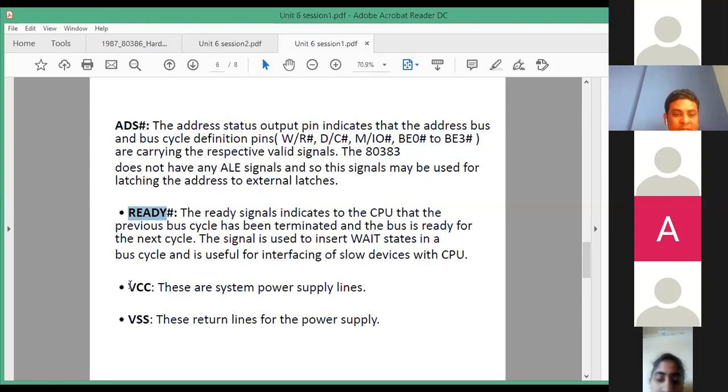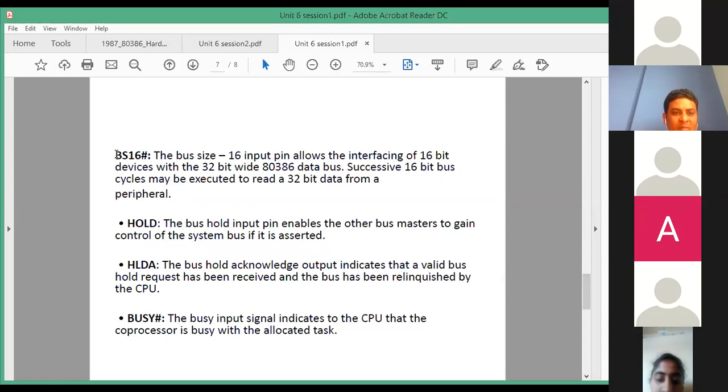These two are the power supply pins, so we need not bother about these. BS is the bus size pin, BS16. If this is low, the bus will be 16 bits wide. If it is 1, then it will be 32 bits wide. HOLD, we have already discussed in DMA. HOLD is nothing but requesting for the bus. If the CPU is ready to grant the bus, then it will acknowledge that with HLDA.